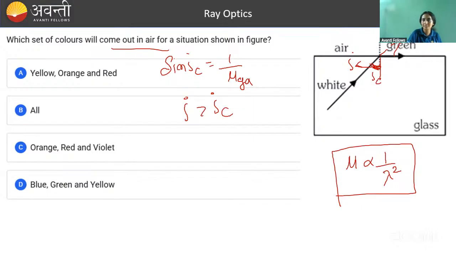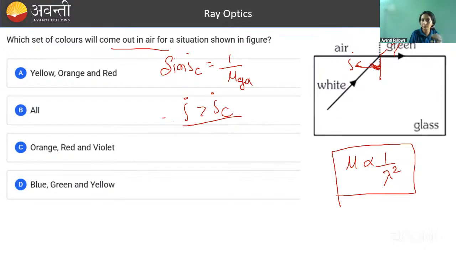So for green, this is IC. For which other colors will this I value be greater than IC or less than IC? Because for different colors, the IC value will be different. For green, this is IC, but for other colors, let's check. Let's say this value is I. For any light to get internally reflected, I should be greater than IC.